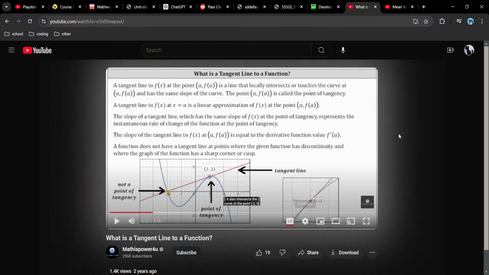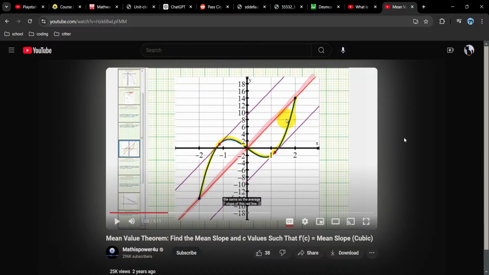Should start pretty soon. Okay, so and an open interval exists and is differentiable on a and b.